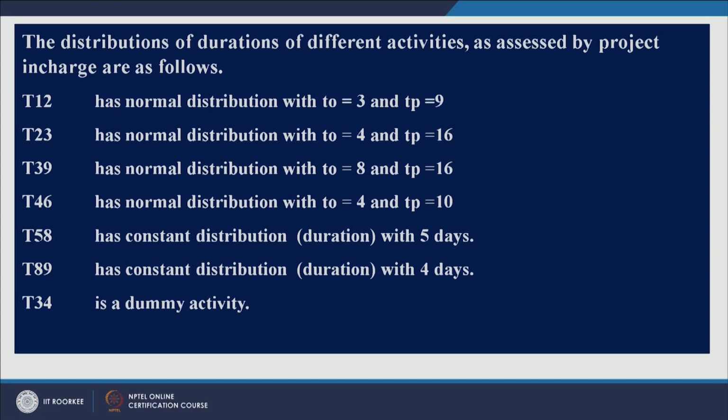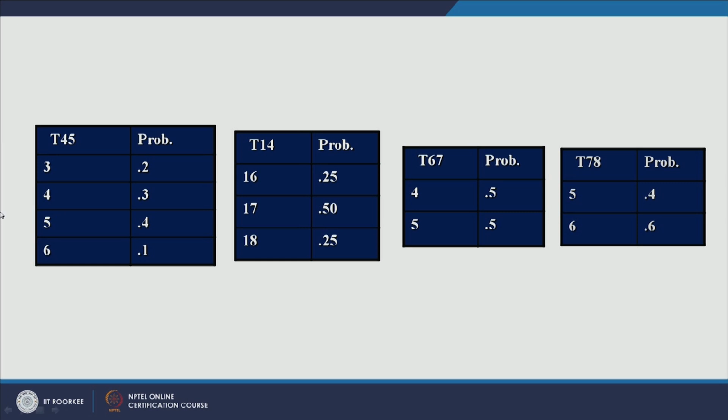Let us look at the time durations of other activities in this network. So, there is an activity T 4, 5, right. The probability that it would take 3 days is 0.2, it would take 4 days 0.3, it would take 5 days 0.4 and it would take 6 days 0.1. So, the sum of this probability is 1, right. Similarly, for activities 1, 4, 6, 7 and 7, 8.